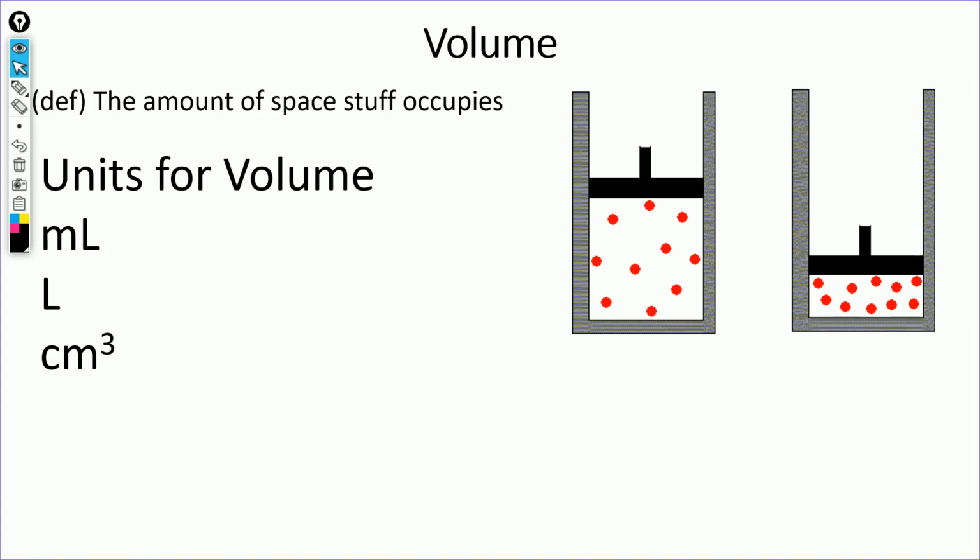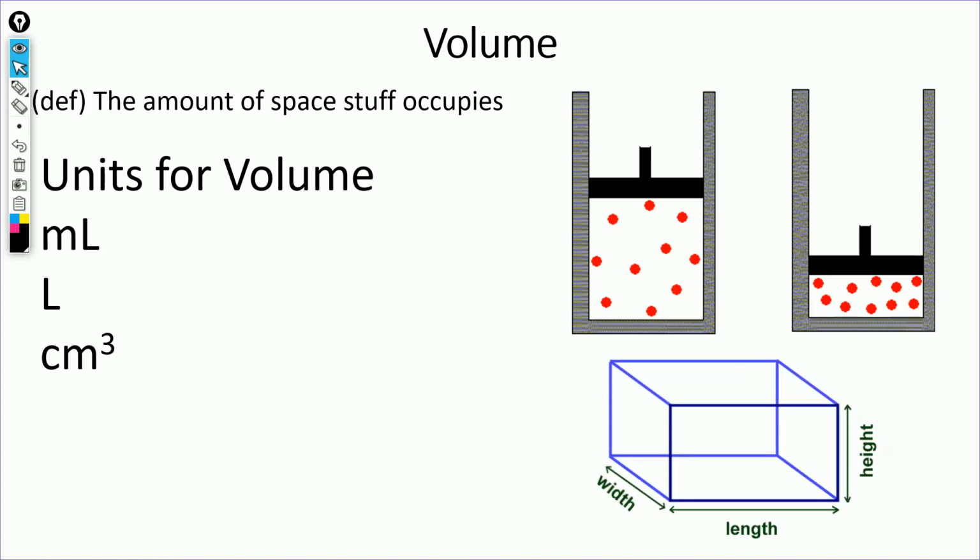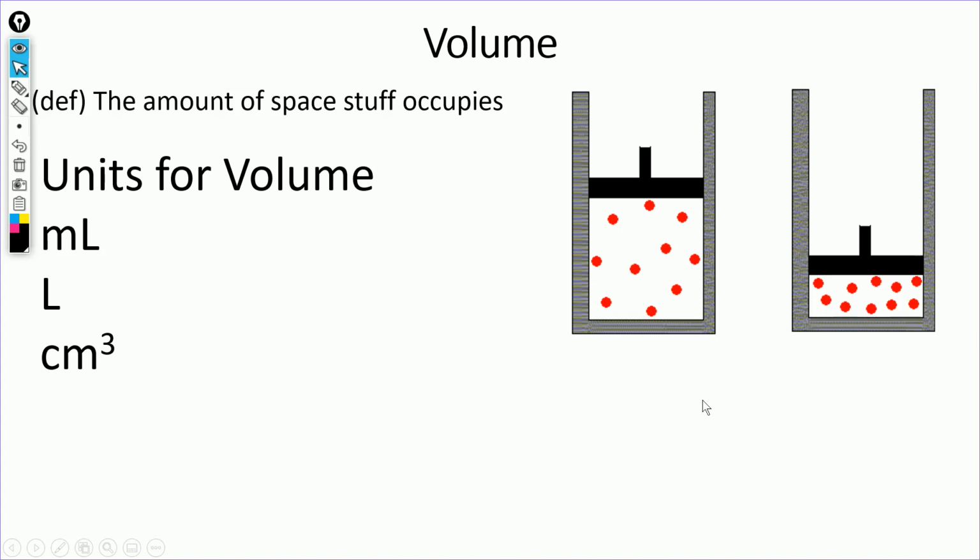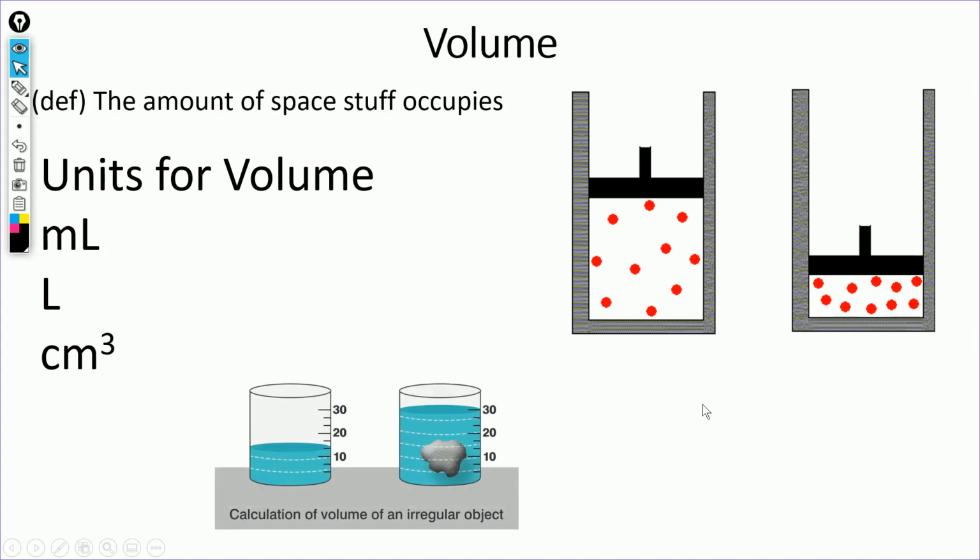Now, the things we talked about in class, the ways to find volume are if you have a regularly shaped object, you can take its width, multiply by its length, and multiply by its height. That'll give you the volume of a cube or a box. Another way, if you have an irregularly shaped item like a pebble, you can't just measure the sides. What you do is you put them in water, and the amount of water that gets displaced or moved up, that's the volume of the pebble.